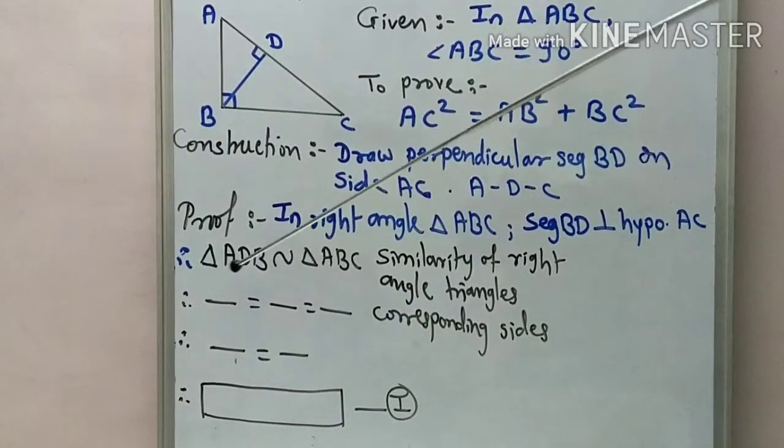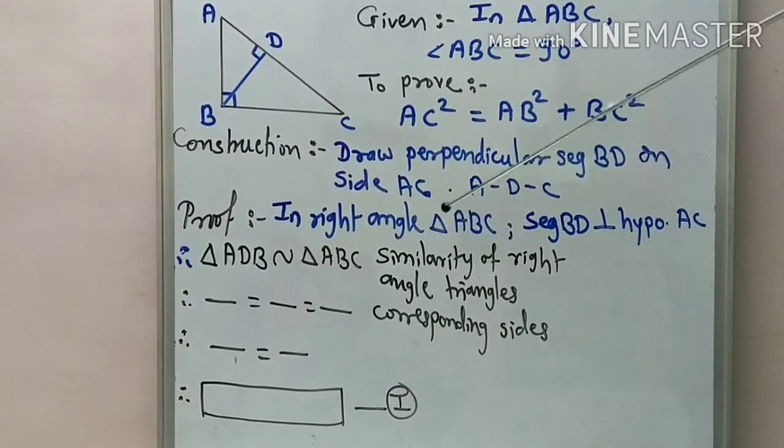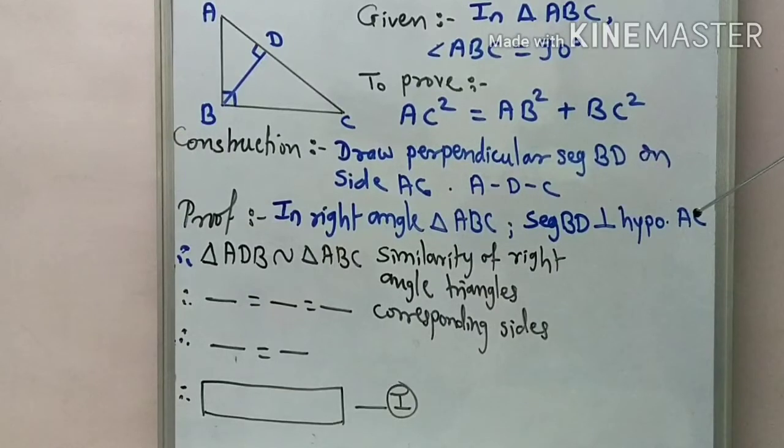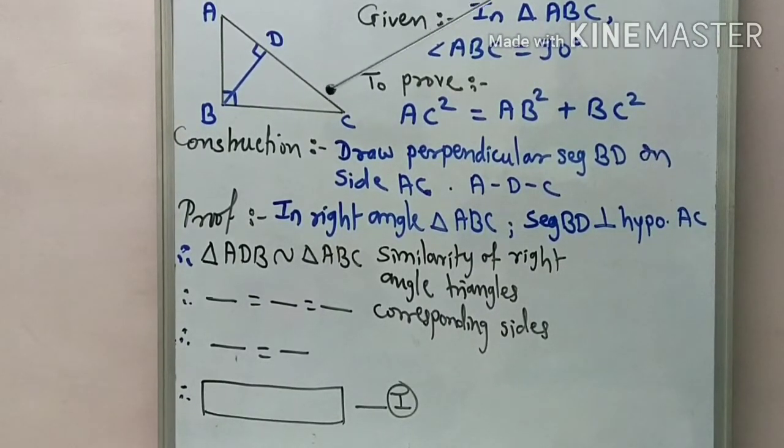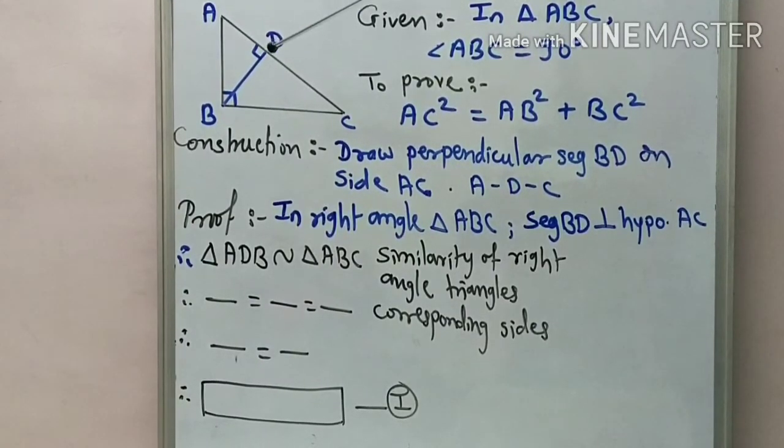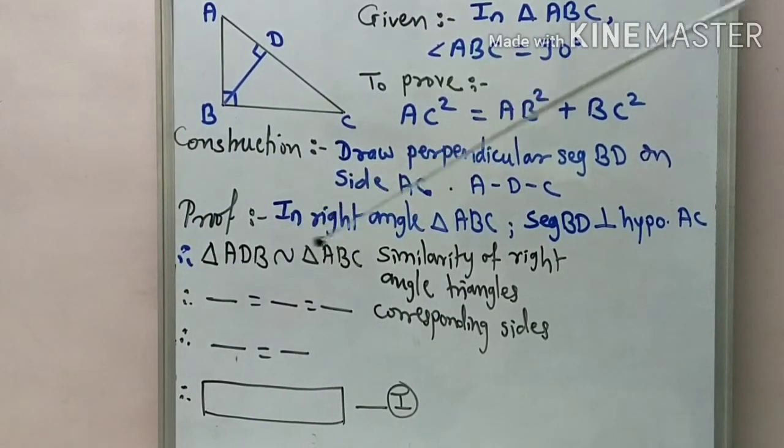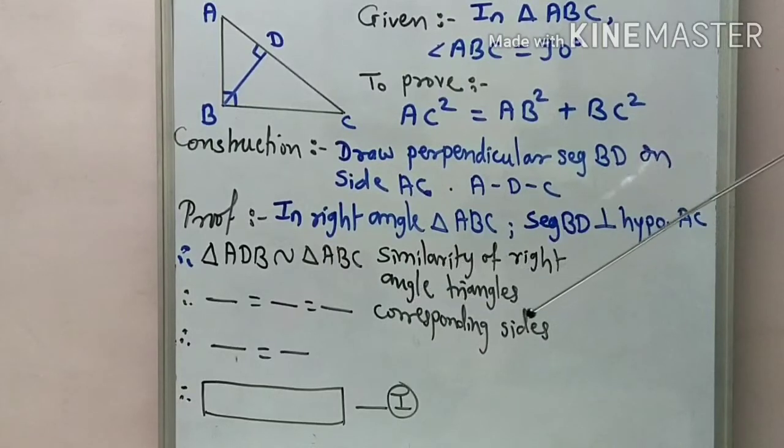So what do we do here, students? In right angle triangle ABC, the segment BD is perpendicular on hypotenuse AC, which means we use the property of similarity of right angle triangles. One pair we take as similar: triangle ADB is similar with the original triangle ABC. And if two triangles are similar, then corresponding sides are in proportion.